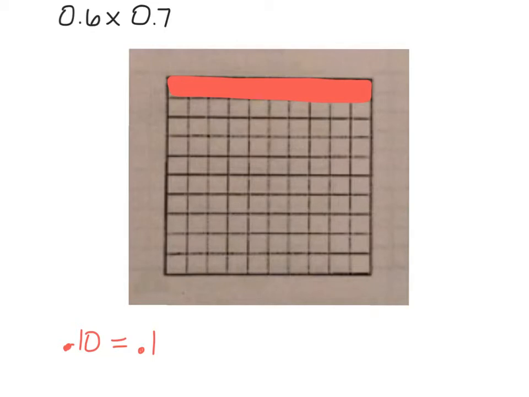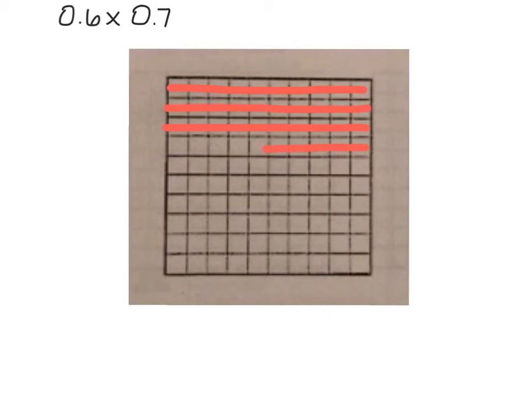So let me back up a little bit. I'm going to color in 6/10 going horizontally. So 1, 2, 3, 4, 5, 6. So from here to here is my 6/10.